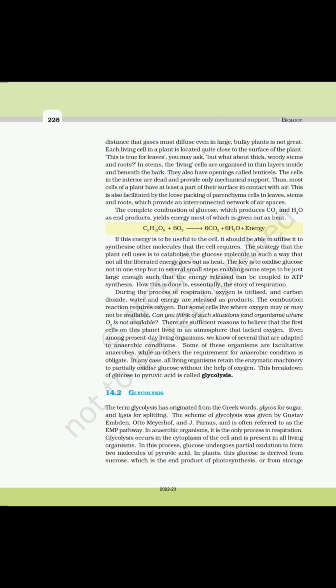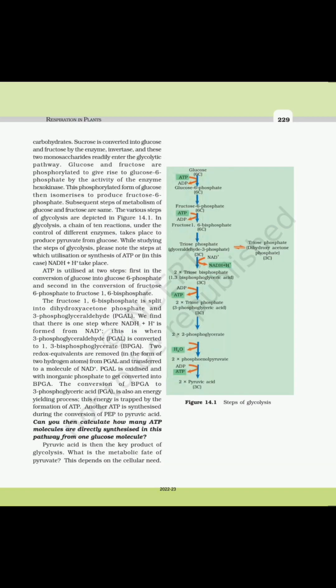In plants, this glucose is derived from sucrose, which is the end product of photosynthesis, or from storage carbohydrates. Sucrose is converted into glucose and fructose by the enzyme invertase, and these two monosaccharides readily enter the glycolytic pathway. Glucose and fructose are phosphorylated to give rise to glucose 6-phosphate by the activity of the enzyme hexokinase. This phosphorylated form of glucose then isomerizes to produce fructose 6-phosphate. Subsequent steps of metabolism of glucose and fructose are same. The various steps of glycolysis are depicted in figure 14.1.